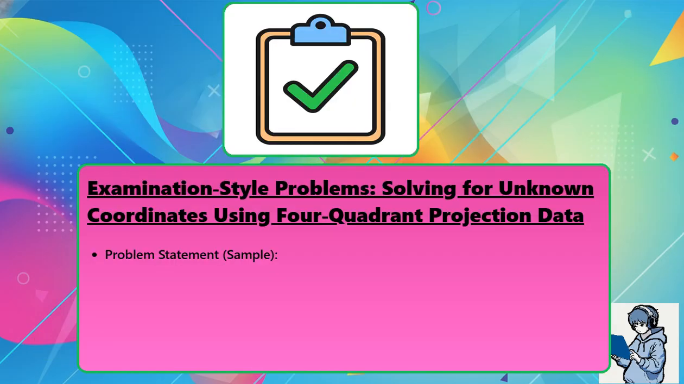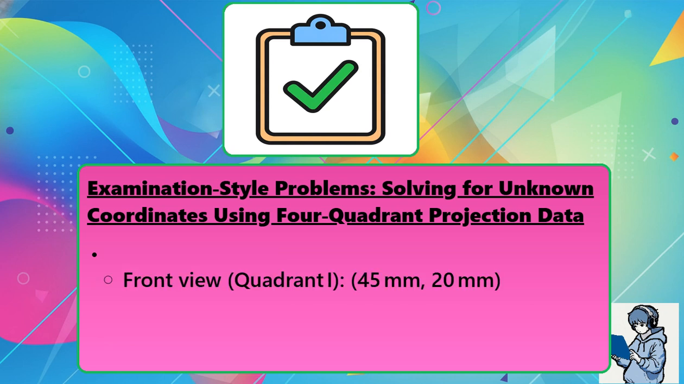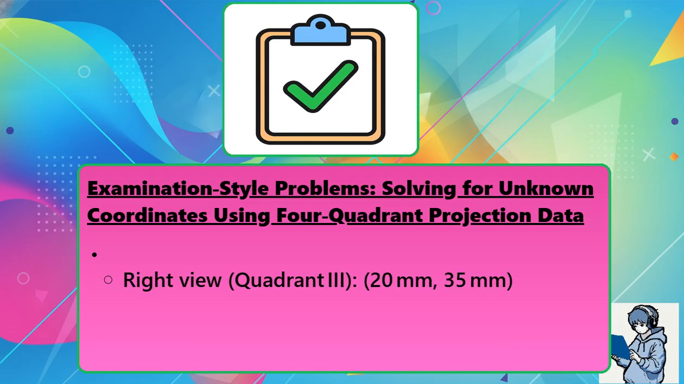Problem statement sample. A part has a point A whose coordinates are unknown. The following projected coordinates are given. Drawing uses third angle projection. Front view, quadrant 1: 45 mm, 20 mm. Top view, quadrant 2: 45 mm, 35 mm. Right view, quadrant 3: 20 mm, 35 mm. Determine the three-dimensional coordinates x, y, z of point A.